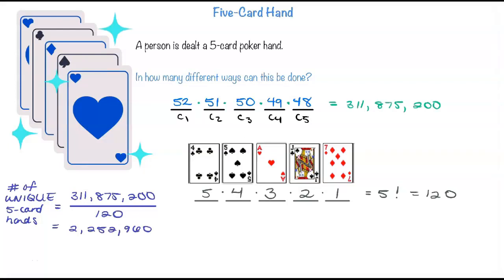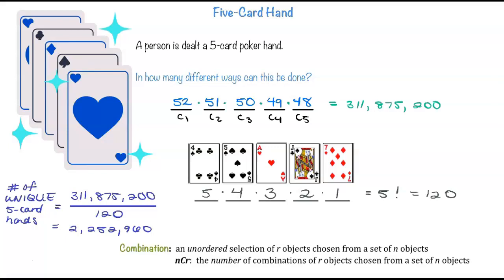This is an example of a combination. A combination is an unordered selection of R objects chosen from a set of N objects. The key word here is unordered. In this situation, the order of the cards did not matter, so we needed to treat this situation a little differently from the last situation where order did matter. Let's take a look at how combinations are calculated. Similar to permutations, we use the notation NCR for a combination of R objects chosen from a total of N objects. In our example, we had 52 cards to choose from, and we were selecting 5 of them.